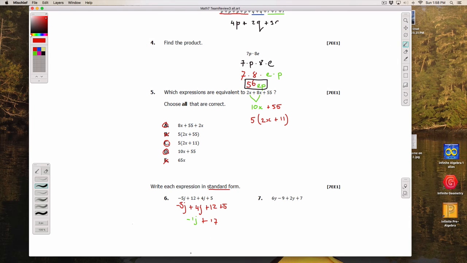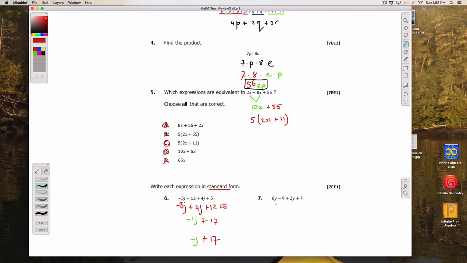Now, negative 1j, I don't have to write it that way to make it as short as possible. We don't need the 1, so we don't write the 1. So it's going to be negative j plus 17.